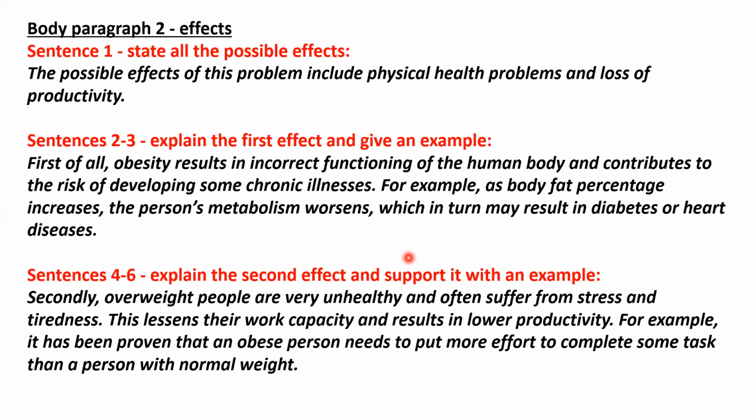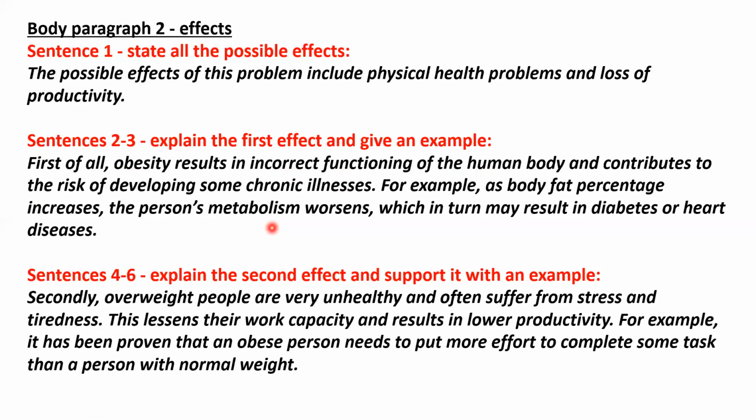So let's move on. In sentence number 1: the possible effects of this problem include physical health problems and loss of productivity. Sentence number 2, you explain the first effect and give an example. First of all, obesity results in incorrect functioning of the human body and contributes to the risk of developing some chronic illnesses. For example, as body fat percentage increases, the person's metabolism worsens, which in turn may result in diabetes or heart diseases.